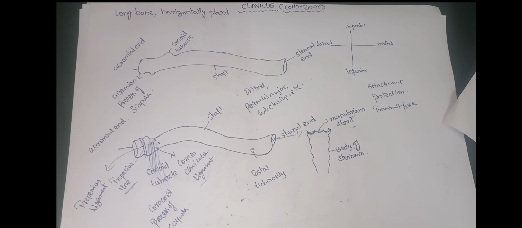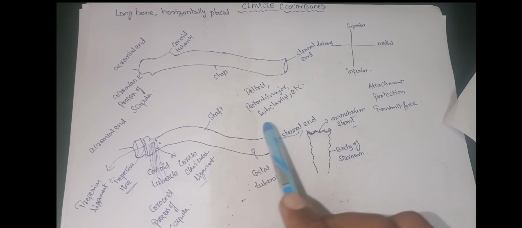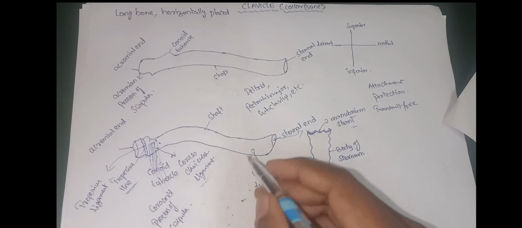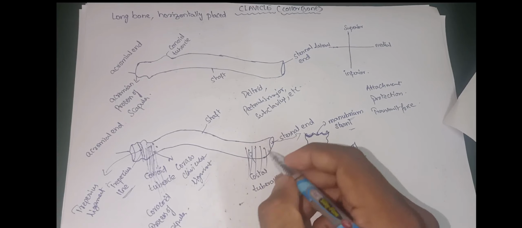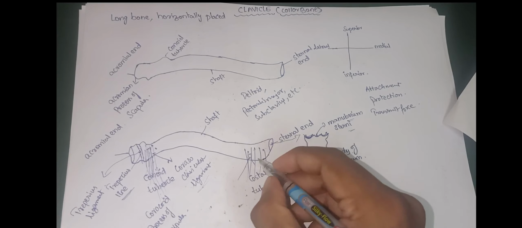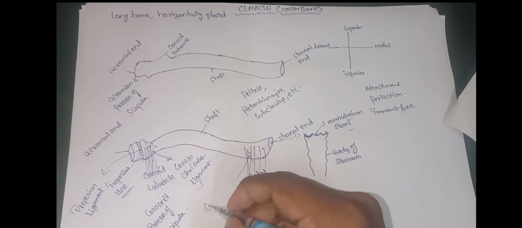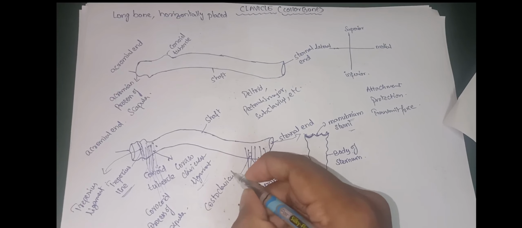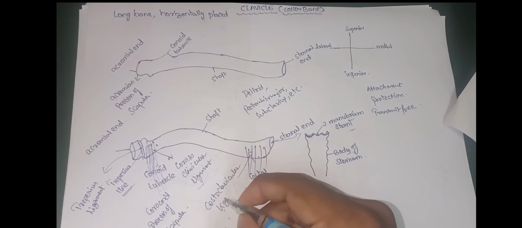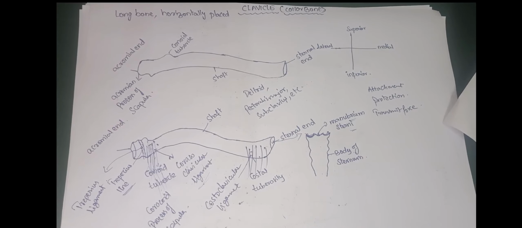There is a small tuberosity present at the medial end of the clavicle, which we call the costal tuberosity, from where one ligament arises. I'm drawing it roughly. This is called the costoclavicular ligament.